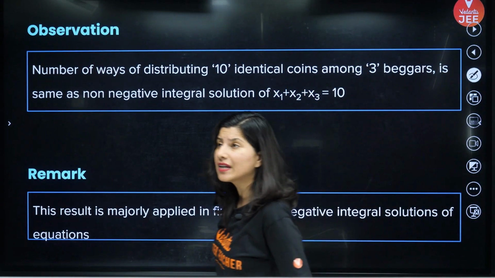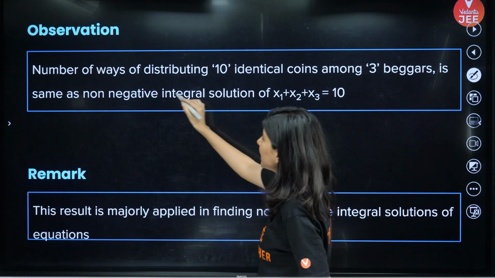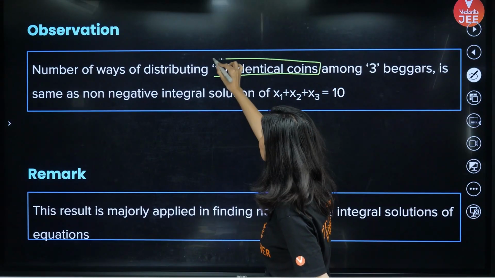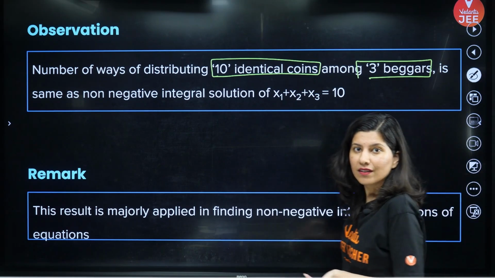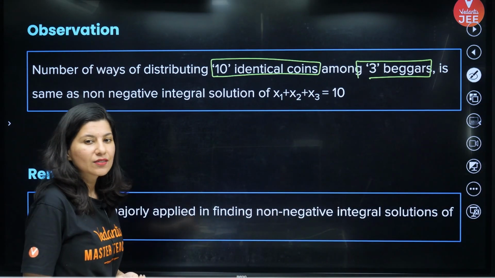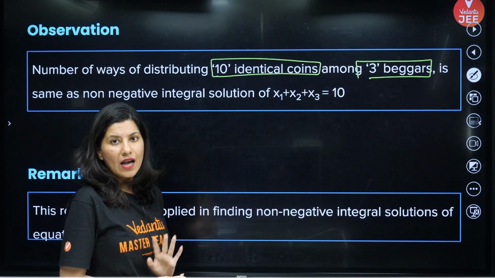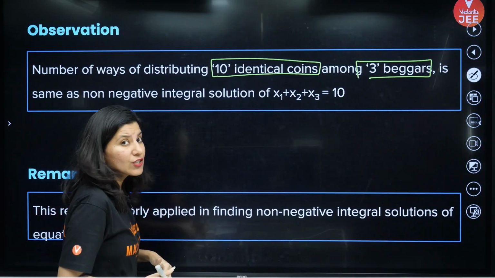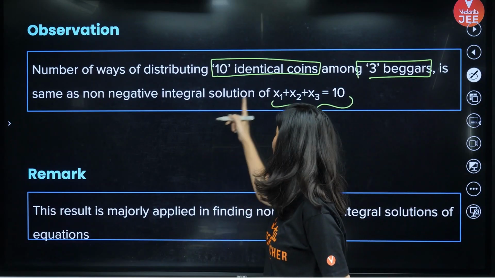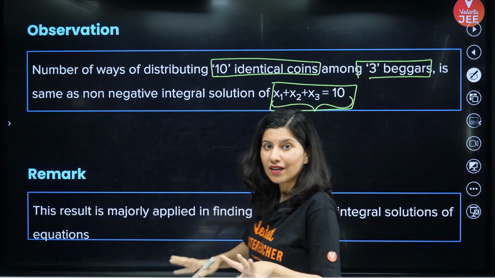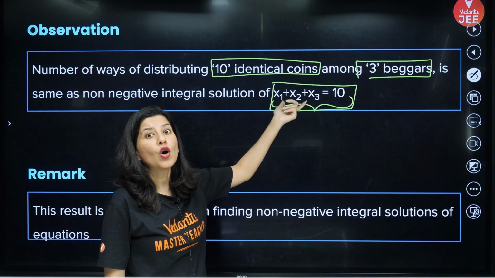So yes, now the application part, because I have given you a simple question. The application part: the number of ways of distributing 10 identical coins among 3 beggars, right? Again, by the beggar theorem, (n + r - 1) C (r - 1), where n is 10 and r is 3. Now, the application part: whenever you have to find the non-negative integral solution of an equation like x1 + x2 + x3 = 10, they will ask for the non-negative integral solutions.